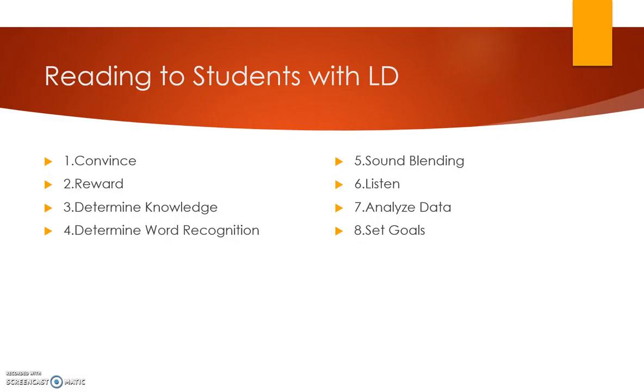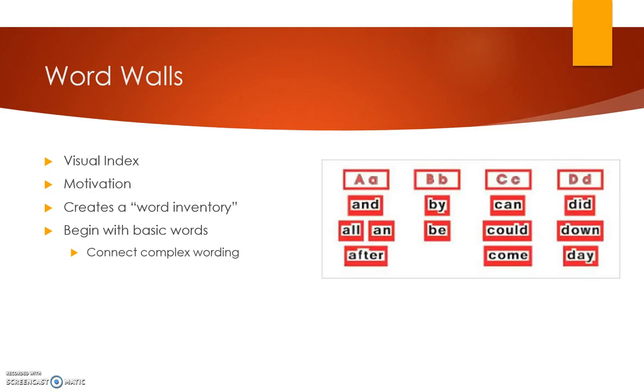Number 3 is to determine the knowledge and word recognition of a student, and this can be done with simple assignments, and that includes number 4. Number 5 is to determine if a student can blend sounds by using nonsense words to see if a student can mock your wording, though they've never heard the word before. Number 6, you will want to listen to a student read at his or her own pace. Number 7, you will analyze this data, and number 8, you will set goals for the student's learning.